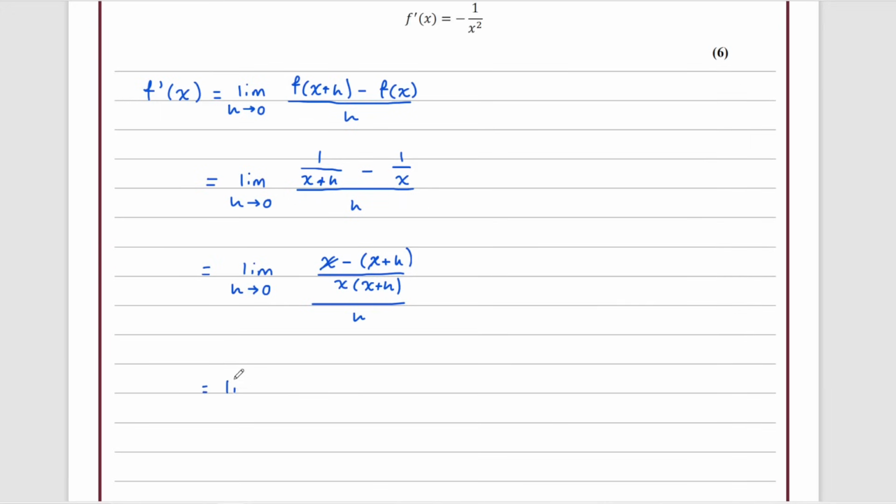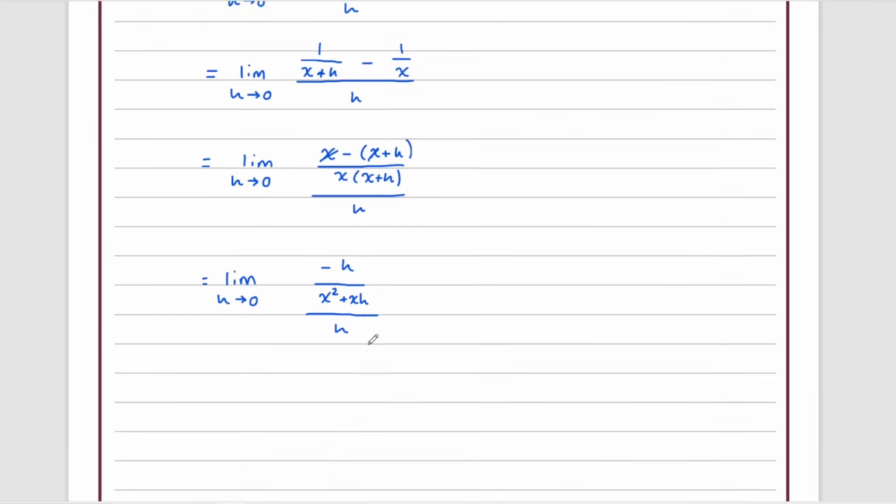So let's write that down. We've got the limit here as h tends to 0. Like we said, we get left with minus h over x times x plus h, or if we expand this, we get x squared plus xh, and this is all over h. So from here, what I can do now is perform the division.